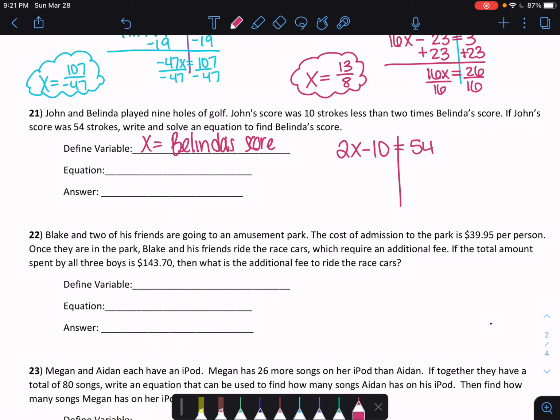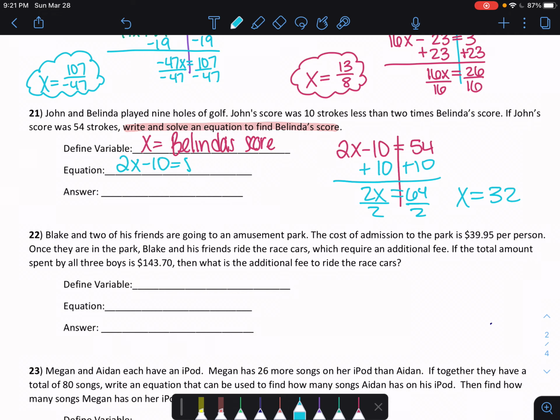And then it says, write and solve an equation to find Belinda's score. So we're actually looking for x as our answer here. So I'm going to add 10 to both sides. So 2x equals 64, and then I divide by 2, and x equals 32. So 2x minus 10 equals 54 is my equation, and then 32 strokes is going to be my answer.